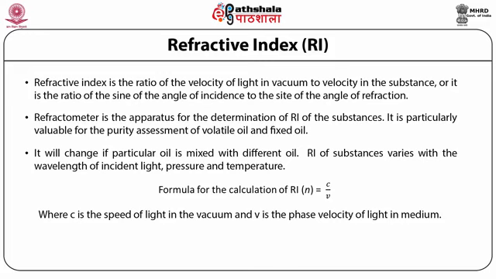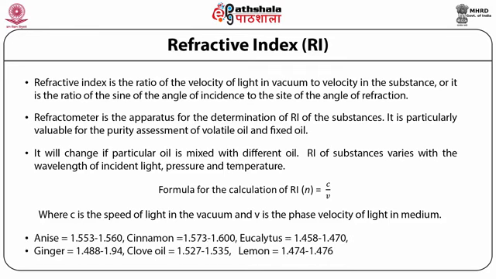So the refractive index of some of those important volatile oils, like for anise, it is 1.533 to 1.56. For cinnamon it is 1.573 to 1.6. Eucalyptus has a refractive index of 1.458 to 1.47. Ginger oil has a refractive index somewhere between 1.488 and 1.494. Clove oil refractive index varies from 1.527 to 1.535, while for lemon oil the refractive index varies from 1.474 to 1.476.